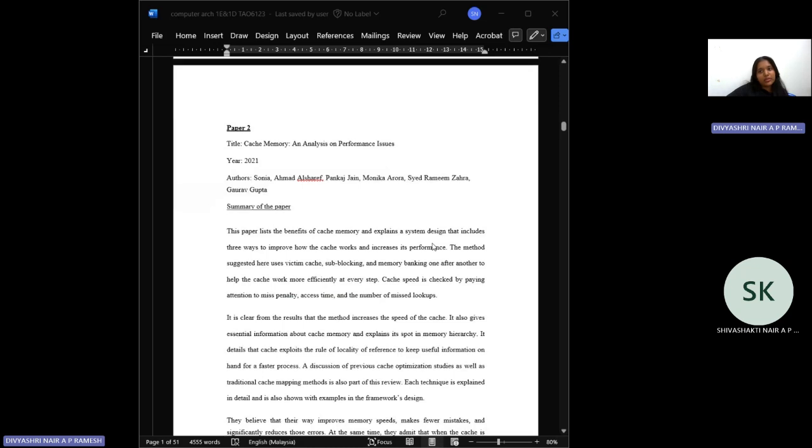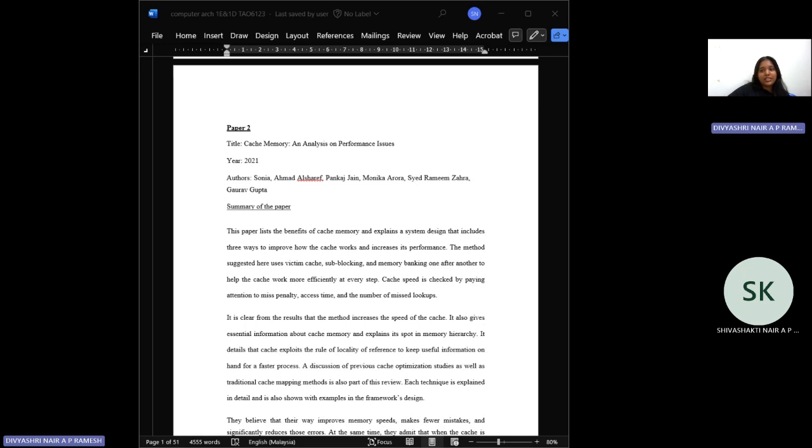Today I'm going to present about cache memory and analysis on performance issues. This study presents a detailed analysis of cache memory performance and introduces three key optimization techniques, which are victim caching, subblocking, and memory banking. These methods help reduce miss rates and access times, improving overall cache efficiency.